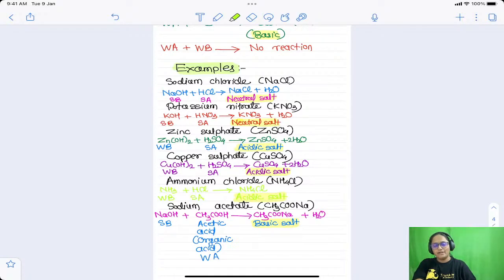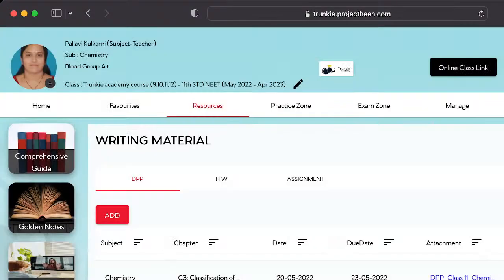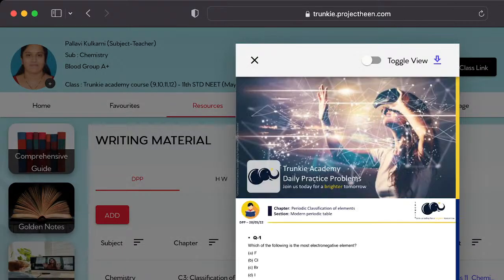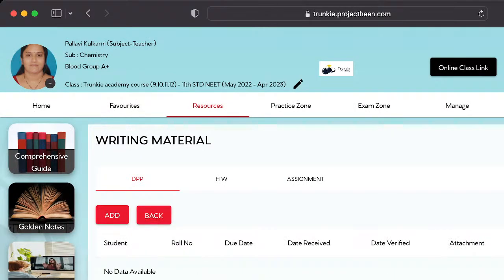I'll just show you before ending the class the daily practice problem, DPP. So I hope you are able to see this page. This is a teacher's portal. Similarly, there will be student portal in which you have to go to resources, then to writing material, and you will be able to see DPP over here, daily practice problem. You can download this DPP. You will solve those questions on your notebook. Take a picture of this notebook and just submit it. So I'll be able to see after you submit the assignment here.